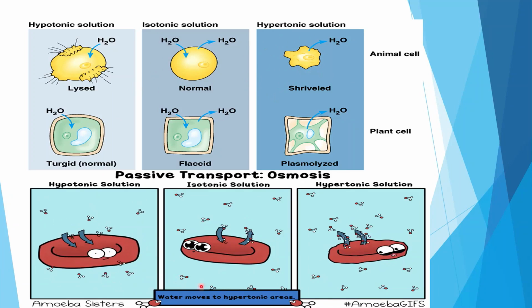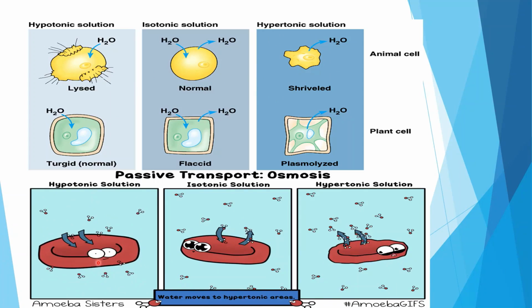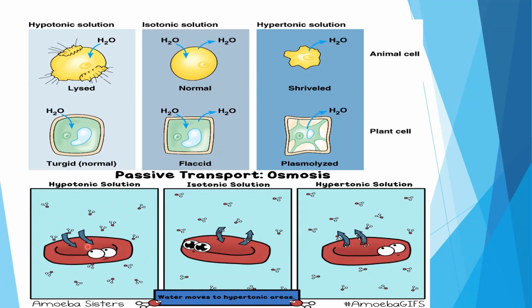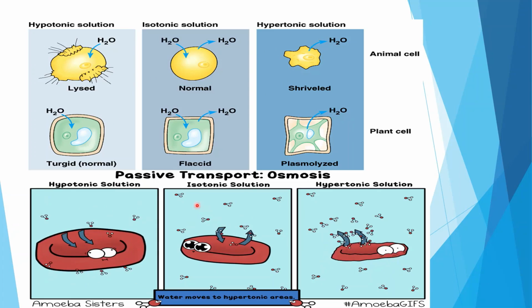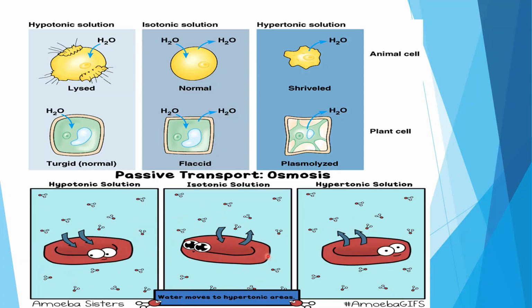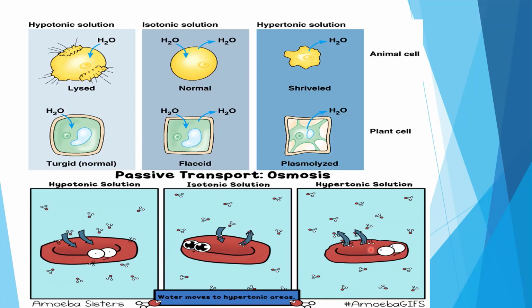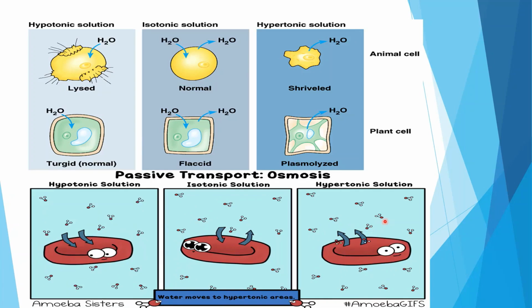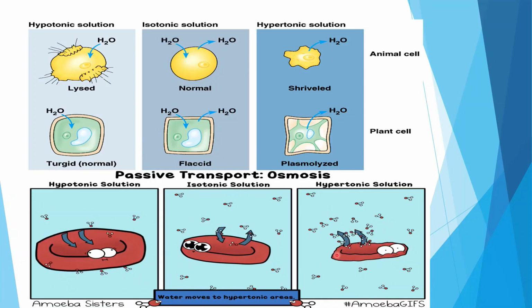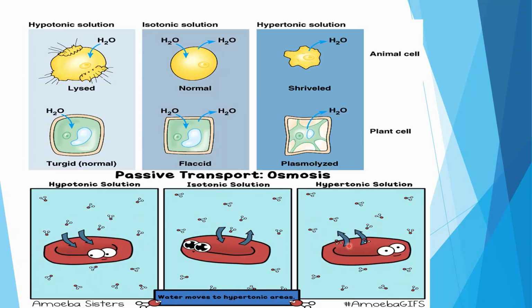Okay, so we look at the red blood cell. Red blood cells are examples of animal cells. If the red blood cells are placed inside the hypotonic solution, we can see the movement of the water into the red blood cell, which causes the red blood cell to expand. If the red blood cell is placed inside the isotonic solution, there is no change in the shape of the red blood cells. If the red blood cells are placed inside the hypertonic solution, we can see the movement of water. Water diffuses out of the red blood cell and causes the red blood cell to shrivel.